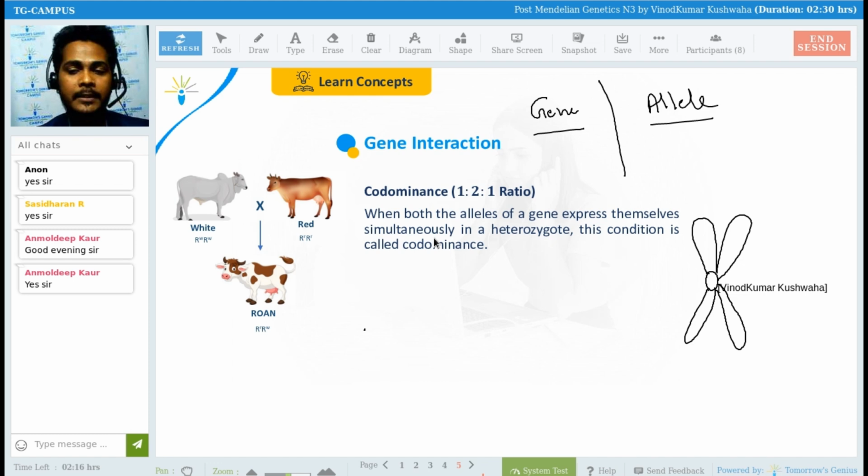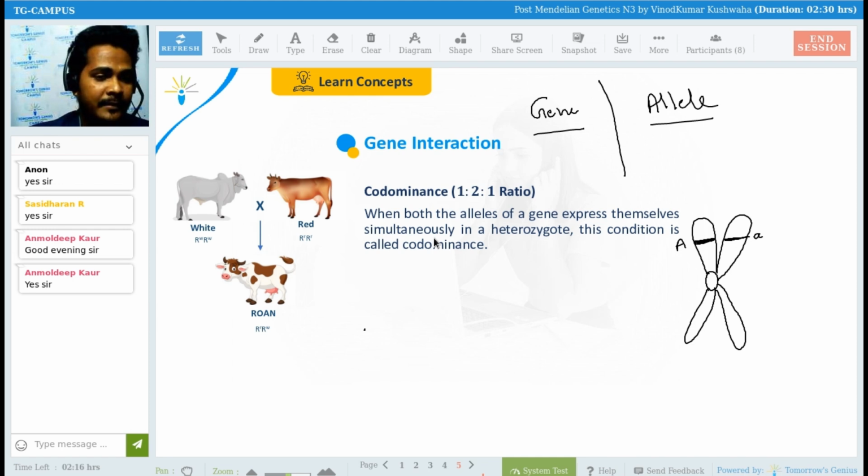So what happened in this particular chromosome? This particular segment, here is allele A and here is allele small a, or we can say the dominant and recessive, right? So what happened in these gene interactions?